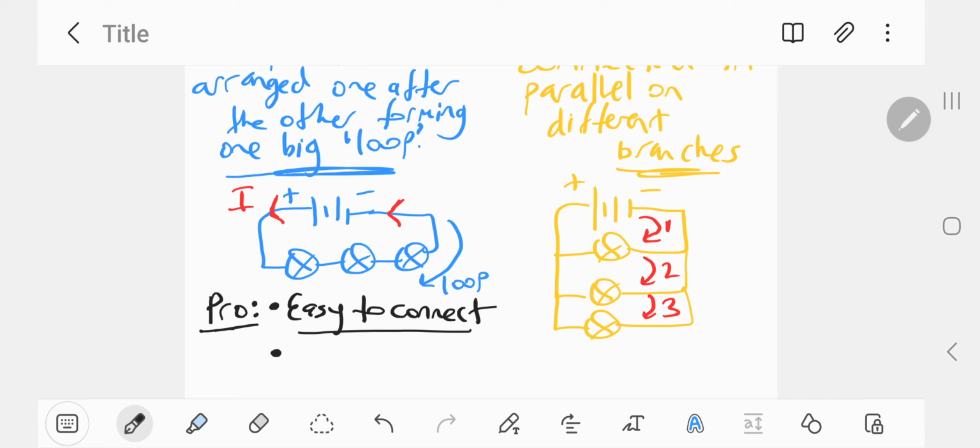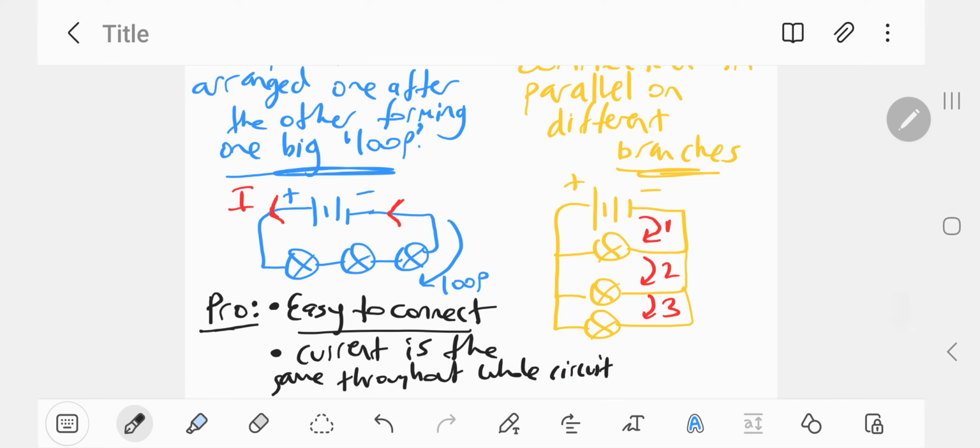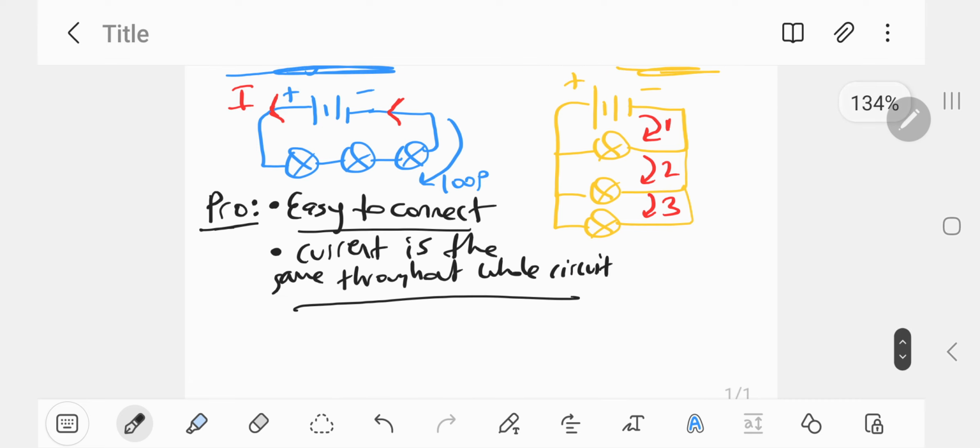Another pro is that current is the same throughout the whole circuit. Okay, in other words, electricity is flowing equally across the whole loop in the circuit. So they're the pros.